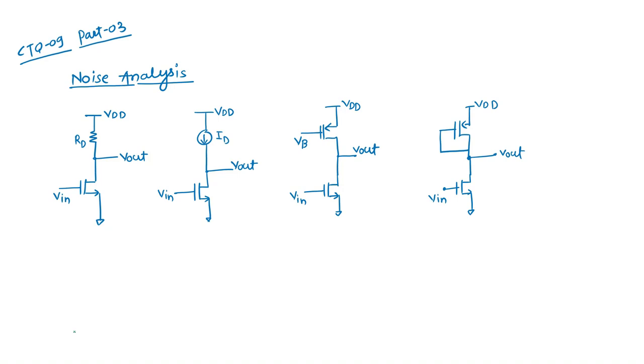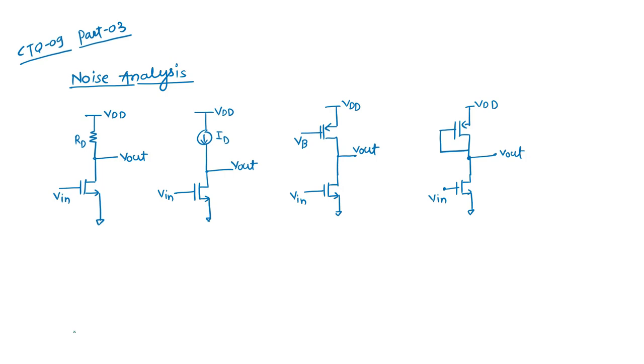Today in this video we will continue the CTQ series, question 9 part 3. In the previous two videos, CTQ 9 part 1 and part 2, we discussed all 6 circuits. In the first video, 4 circuits where we discussed the gain calculation and the output swing for the varying input from 0 to VDD. And in the last video we covered the remaining 2 circuits.